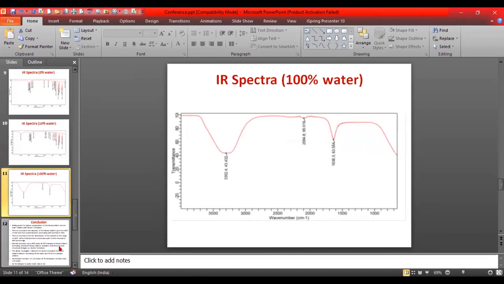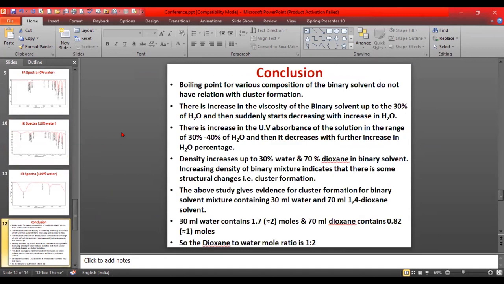Now, at the end, I will just give the conclusion for the study: the boiling point for various compositions of your binary solvent does not have any relation with cluster formation. So the boiling point doesn't support anything. But viscosity experiments will help you get some idea about cluster formation. That is, at 30% water, you understand there are some drastic changes in viscosity. The same is seen for the UV absorbance.